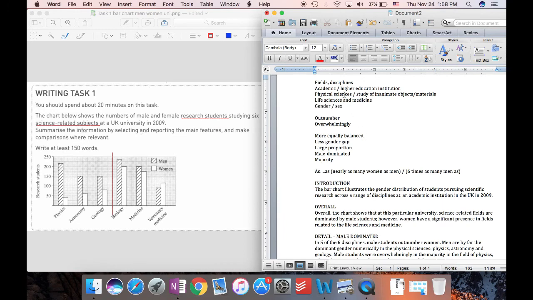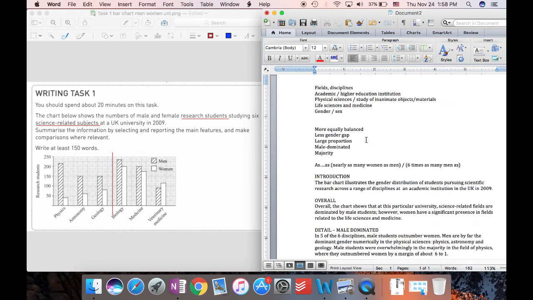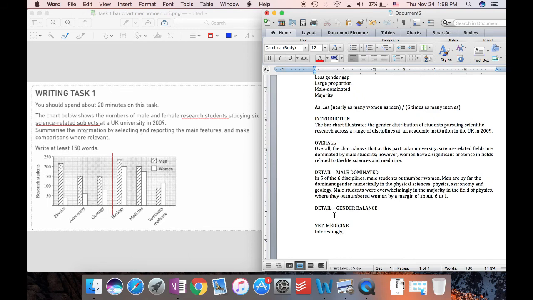What other language do we need to put in there? Have we used the word gender? Overwhelmingly we've used these words. More equally balanced. More equally represented perhaps. Men and women were more equally represented in subjects related to life sciences. I've used life sciences before, so let's say the study of living things instead, and again name them by, this is important for coherence, medicine and veterinary. Make sure you spell it correctly, as it's already in the graph, of course.